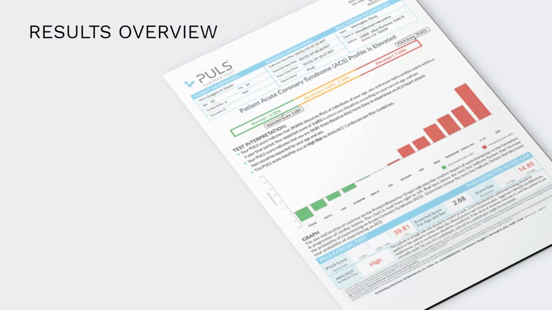The pulse expected score gap represents the relative risk of how much more likely a heart attack will happen to a patient. This number is attained by dividing the pulse score by the expected score. In this example, the patient's pulse score is 14 times the expected score of 2.68 based on the patient's age and sex. The last section of the first page provides the patient's class based on the American Heart Association and the American College of Cardiology cardiovascular risk guidelines. In this case, the patient would be considered high risk.